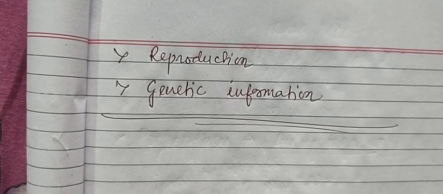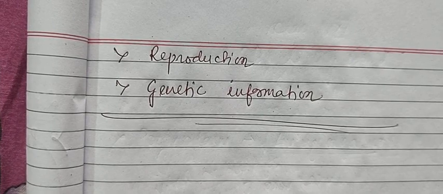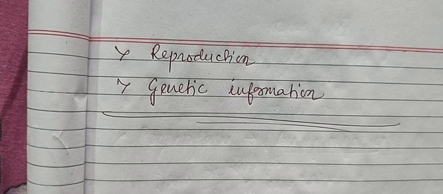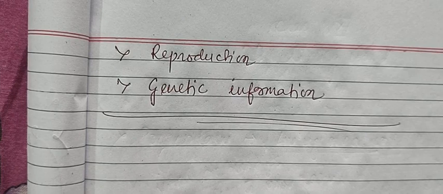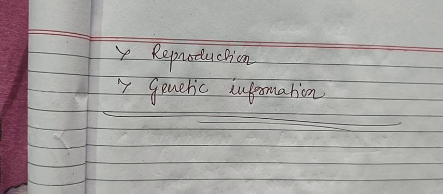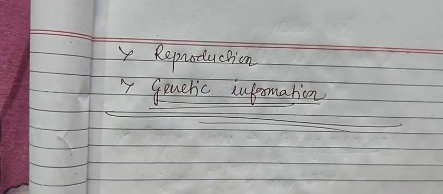And the next one is reproduction. We have already discussed many times that reproduction is a biological process by which a new individual is produced. That's why reproduction is the basic fundamental thing of our existence. Without reproduction, life would be stagnant at a certain point. So reproduction is one of the most important biological processes present in living beings. And the last one is genetic information.